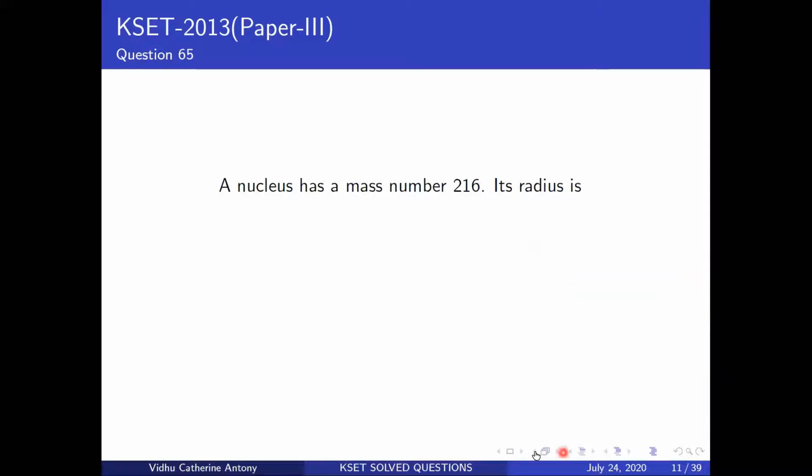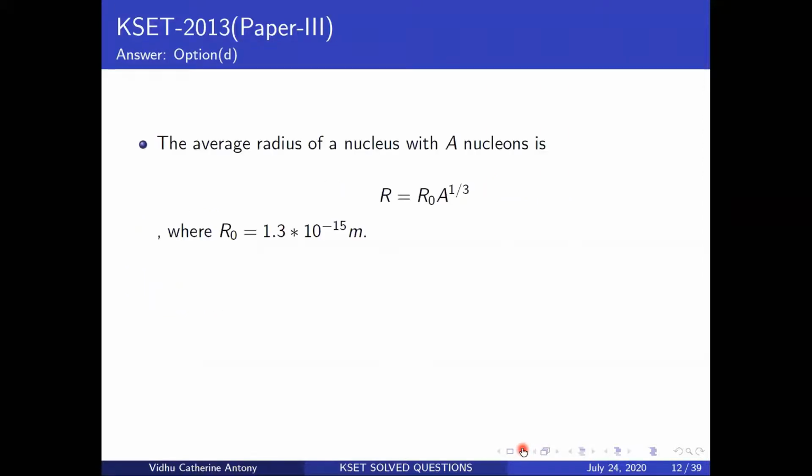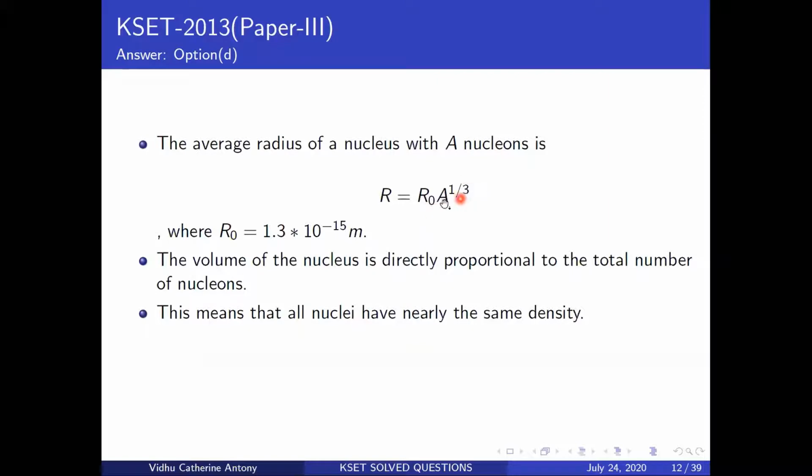So you do 1.3 into 216 to the power 1 by 3. So the cube root of 216 into 1.3. That should give you something like, I think, 7.8 Fermi. So you just have to substitute this and then you get the answer for that. Okay, so a couple of other things. The volume of the nucleus is directly proportional to the total number of nucleons. And this means that all nuclei basically have the same density. So that's the general idea.